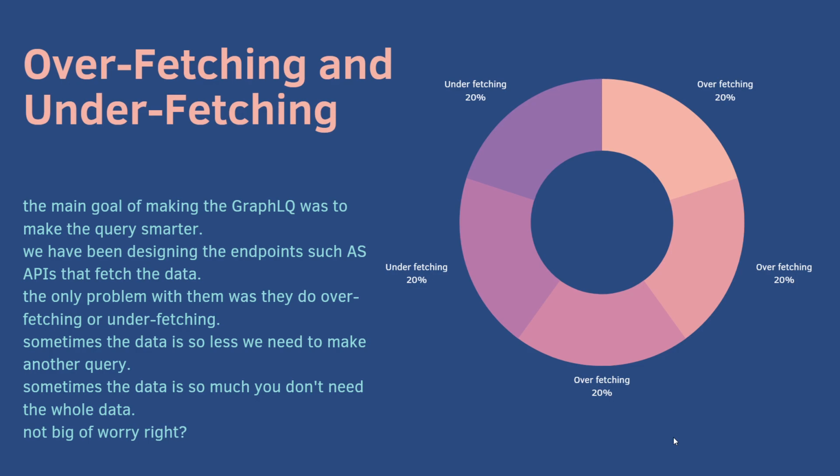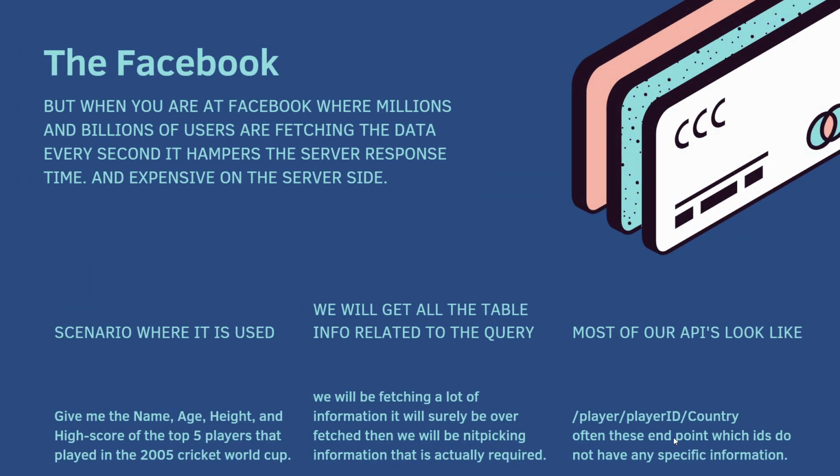To solve that underfetching problem, we need a query smart enough to identify our requirements and get us the result we require. Sometimes the data is too much, and you don't need the whole data. It does not hamper performance if you are working on a smaller scale. But imagine you are at Facebook, dealing with millions and billions of records every second. It hampers the service, and it is expensive on the server side.